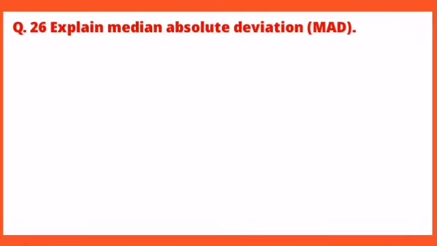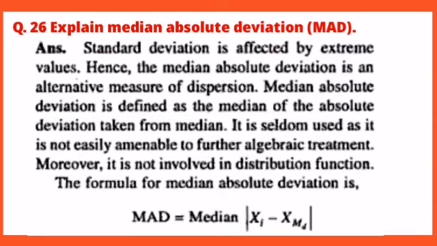Question 26. Explain median absolute deviation. Answer. Standard deviation is affected by extreme values. Hence, the median absolute deviation is an alternative measure of dispersion. Median absolute deviation is defined as the median of the absolute deviations taken from median. It is seldom used as it is not easily amenable to further algebraic treatment. Moreover, it is not involved in distribution function. The formula is: median absolute deviation equals median of absolute value of (xi minus xmd).